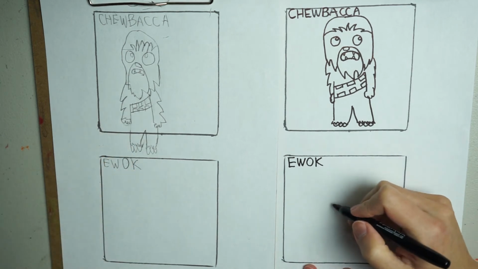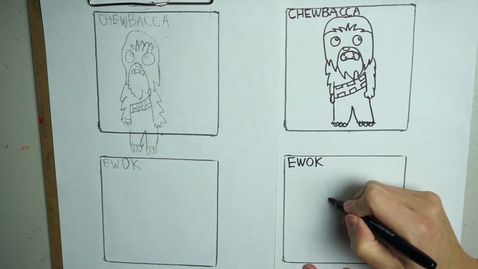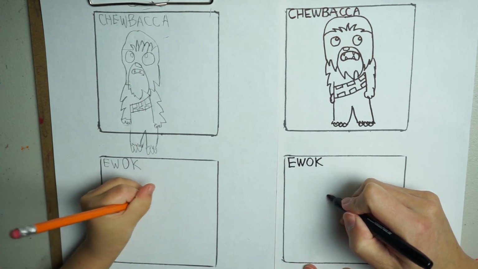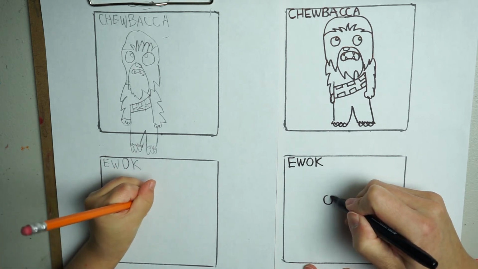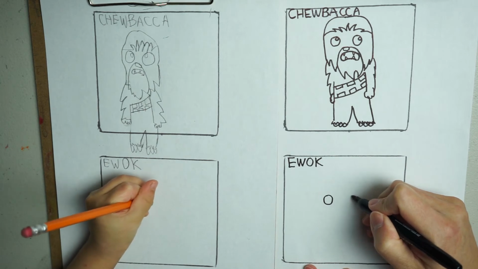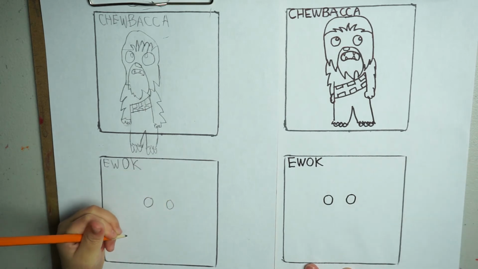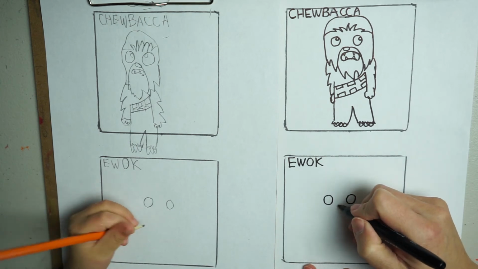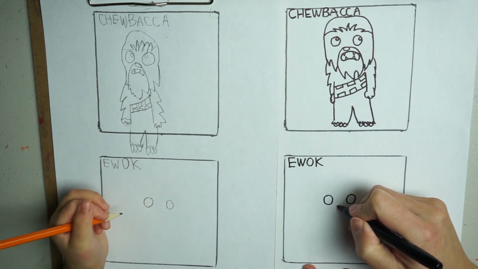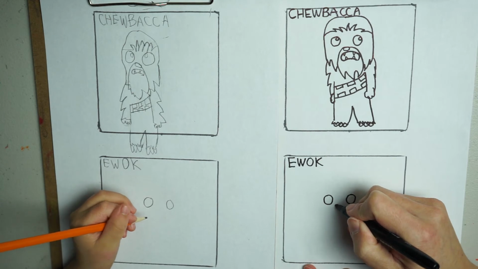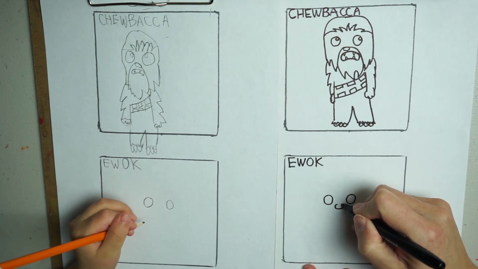Okay, so first, we're in the middle of your page. We're going to draw 2 eyes just like Chewbacca. Okay, 2 round eyes. Have some space between them, please. Look at the space I have, okay? Okay, good. Pretty far. We're gonna draw his mouth. So under the 2 eyes, we're gonna draw the mouth here in the middle. Okay?